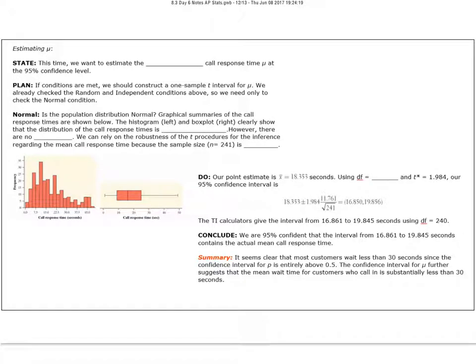Now, they also had data where they could compute the mean time. So if they wanted to, they could have structured this question to actually estimate the actual mean call response time, mu, and then do a 95% confidence interval. In terms of checking the plan, in this case, they're going to do a one sample t-interval for mu. We've already checked randomness and independence on the other one.